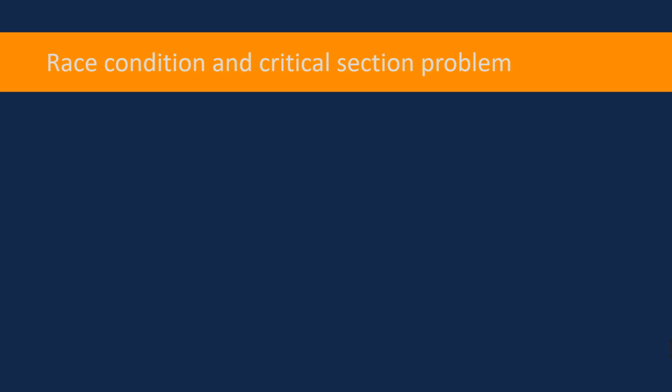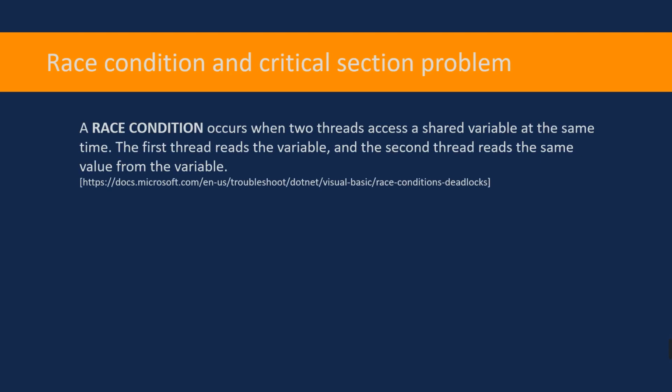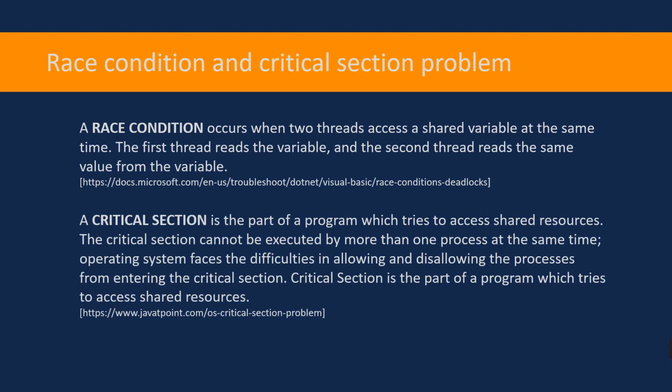Normally, processes and threads will encounter a lot of challenges along the way before they are completed. Two of those challenges are the race condition and the critical section problem. A race condition occurs when two threads access a shared variable at the same time. The first thread reads the variable and the second thread reads the same value from the variable. We'll have an example of that later on. A critical section is the part of a program which tries to access shared resources. The critical section cannot be executed by more than one process at the same time. The operating system faces difficulties in allowing and disallowing processes from entering the critical section.